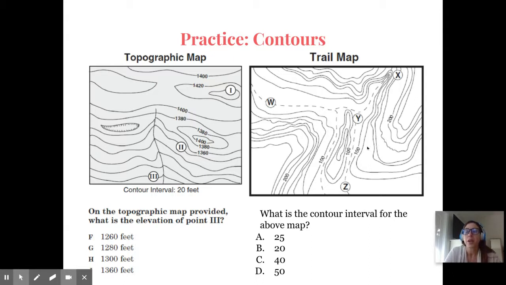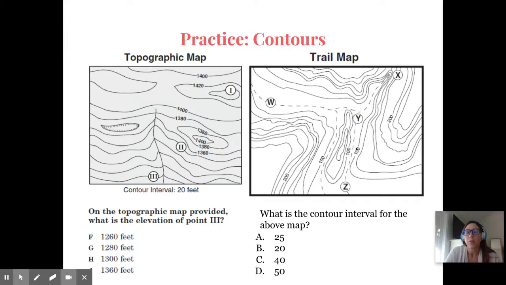Then we need to figure out what we need to count by in order to get to the next index contour, or to get to the next contour line. You can either do 10, 20, 25, or 50. Sometimes you'll see 100, but not really. So I'm just going to start by going 100, 120, 140, 160, 180. Oh, 200. Okay, so 20 is the contour interval.